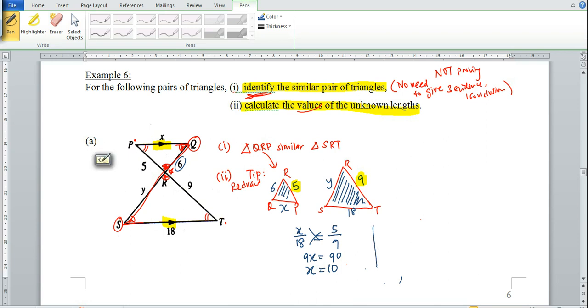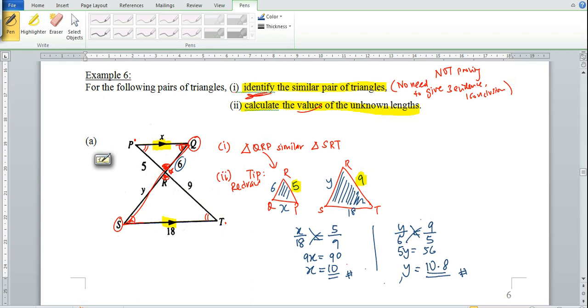I can do the same for comparing y. I can use a ratio y over 6 or 6 over y. It doesn't matter because later you're going to cross multiply. But if you decide to put y on top over 6, then we will have to use 9 on top over 5. So if I cross multiply, I will get 5y equal to 54, so y is equal to 10.8 units. These are my two answers.